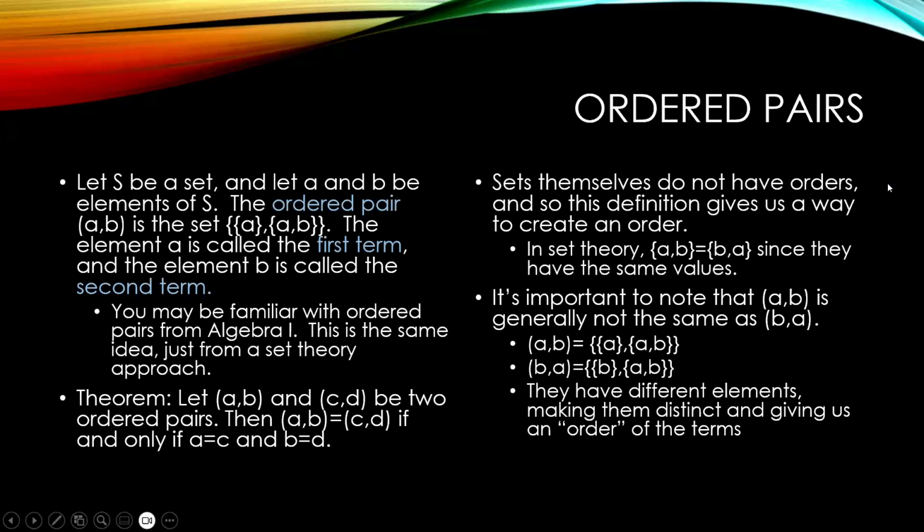Sets themselves do not have order, and so this definition gives us a way to create an order. There might be some hangups if we're dealing with the same value repeated twice, but we can deal with that later. In set theory, {A, B} equals {B, A} since they have the same values. So it's important to note that (A, B) is generally not the same as (B, A) if we're talking about ordered pairs. The order matters when we're talking about ordered pairs.